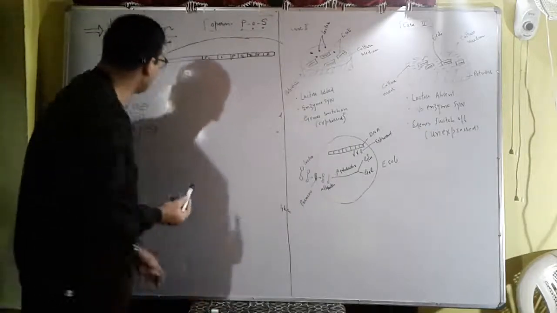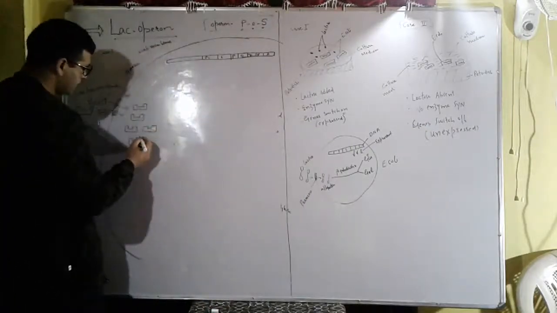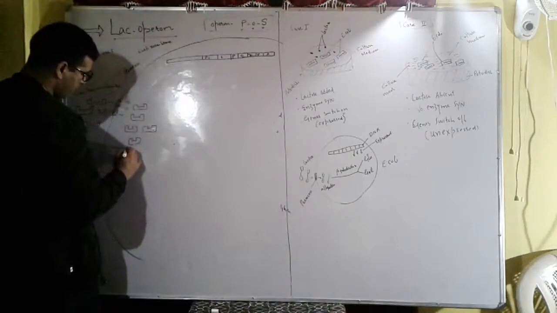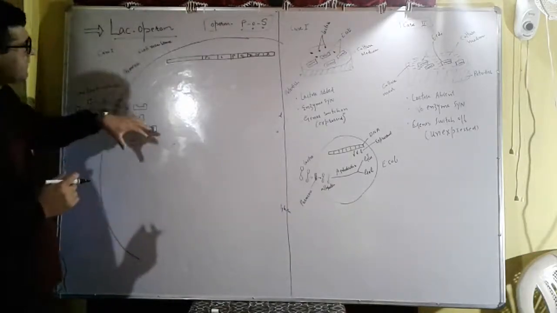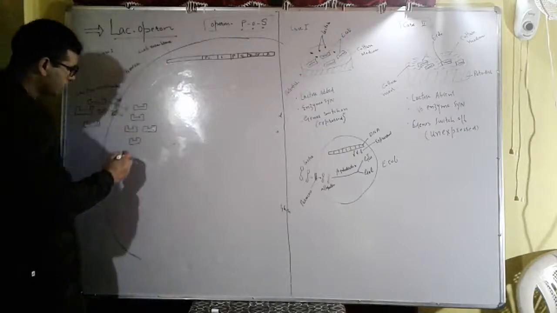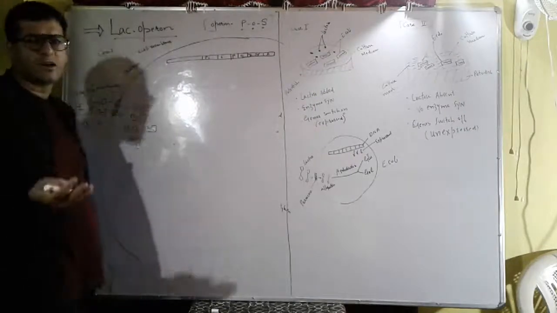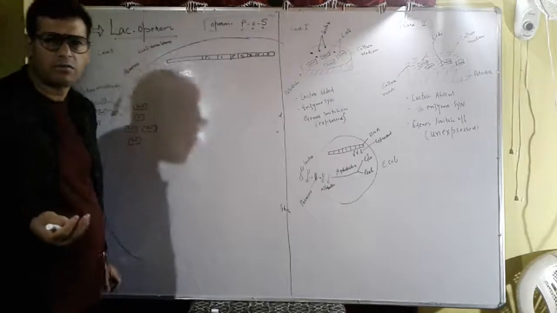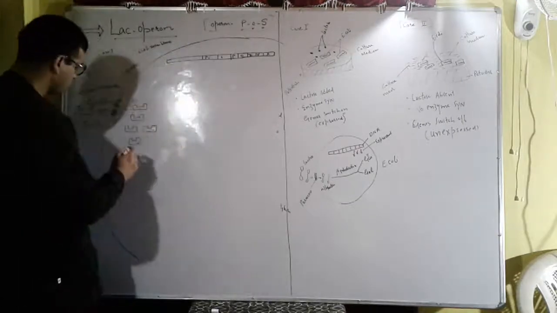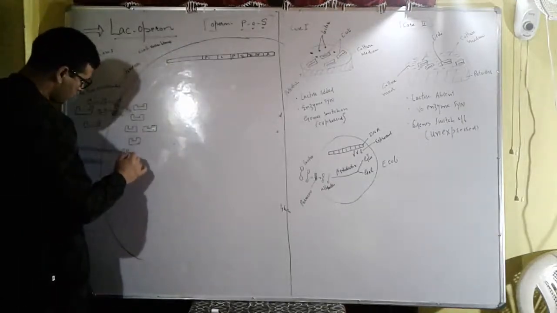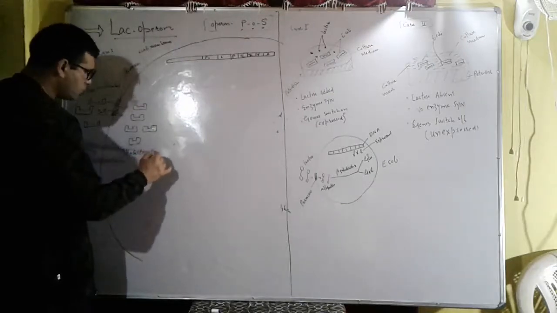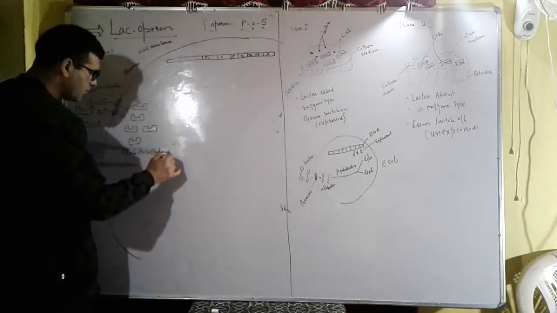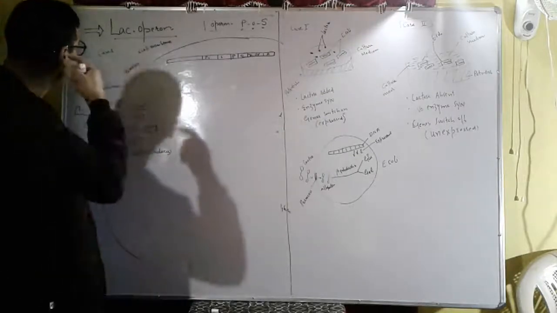Now we'll see, this is lactose. When it enters into the E. coli, it undergoes conformational change and gets converted to allolactose. This is allolactose. So allolactose is an inducer in the lac operon.